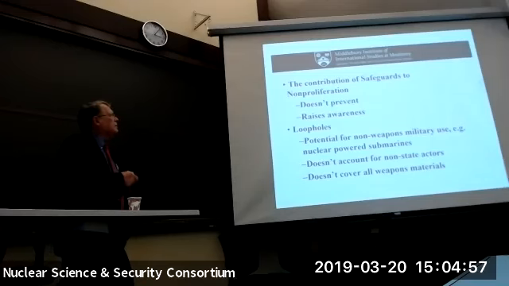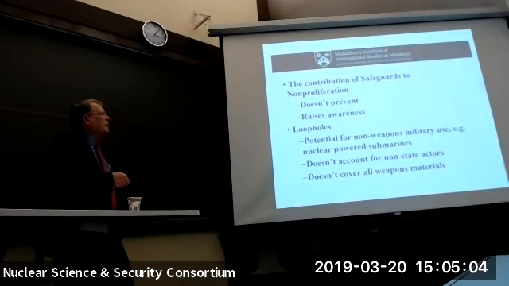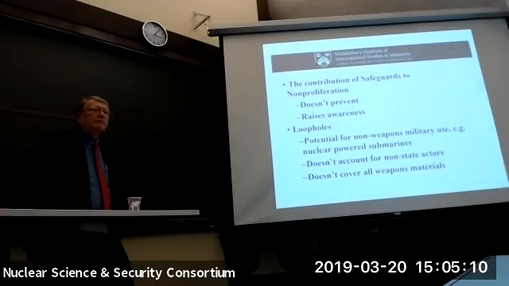Safeguards don't prevent proliferation, they raise awareness. These loopholes, we talked about this. How many reactors are in space? Not including RTGs, zero?